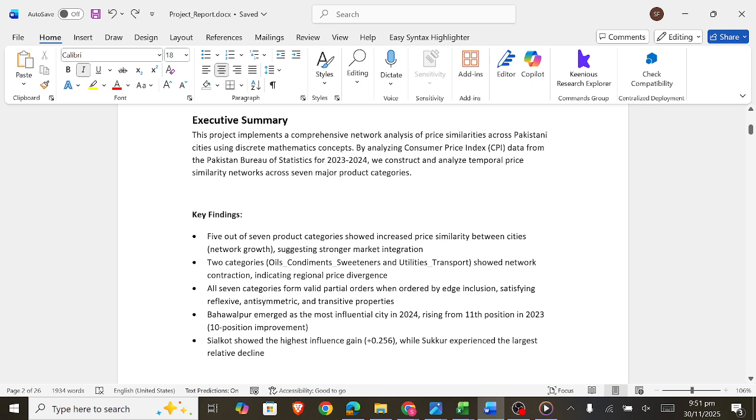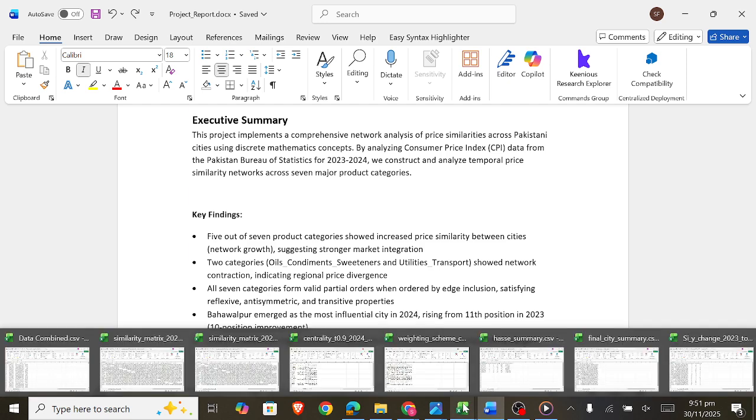We collected consumer price index data covering the 17 major cities, 51 products across 7 categories for the years 2023 to 2024. The 7 product categories we analyzed are food staples and greens, meat, poultry, dairy, oils and sweeteners, fruit and vegetables, non-food essentials, utilities and transport, clothing and others as well.